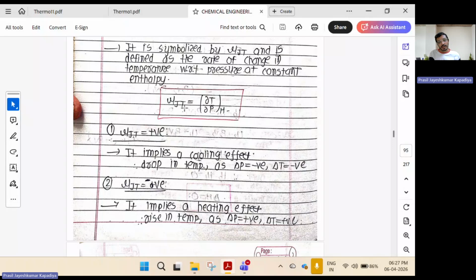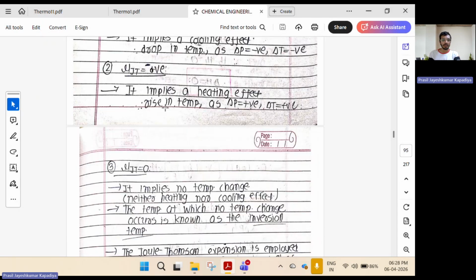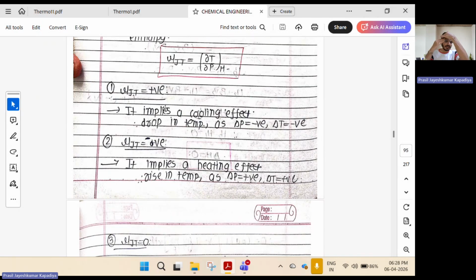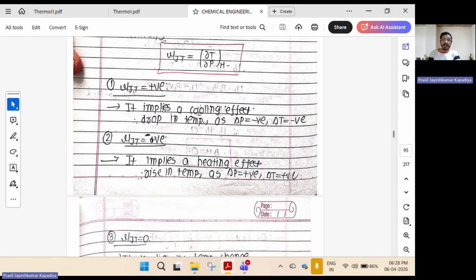Now when will mu JT become negative? When delta P is negative but delta T is positive. Here it's a mistake, it should be delta P is negative and delta T is positive. So that's why it implies the heating effect. This is always negative, but if this is positive, then the Joule-Thomson coefficient is going to be negative. We need to remember this: when the Joule-Thomson coefficient is positive, it implies the cooling effect, and when it is negative, it implies the heating effect.